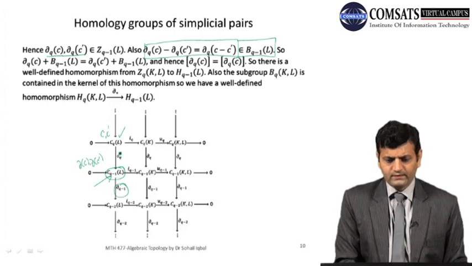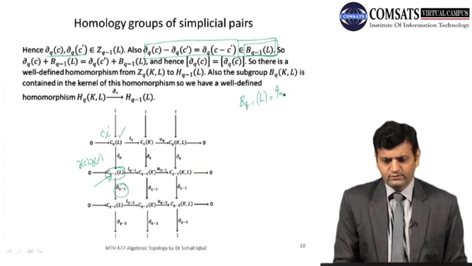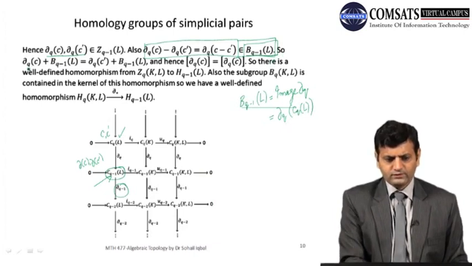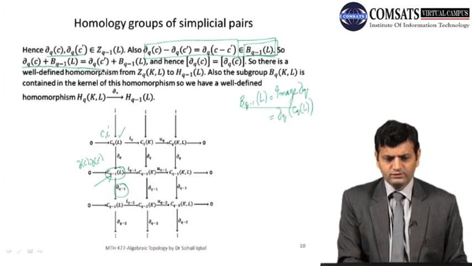So in particular, the image belongs to B_{q-1}(L), so the elements of B_{q-1}(L) are the image of the elements of C_q(L) under ∂_q. So B_{q-1}(L) is equal to the image of ∂_q, or in other words, ∂_q of C_q(L). Now ∂_q C plus B_{q-1}(L) is equal to ∂_q C prime plus B_{q-1}(L). So this is clear from this case.